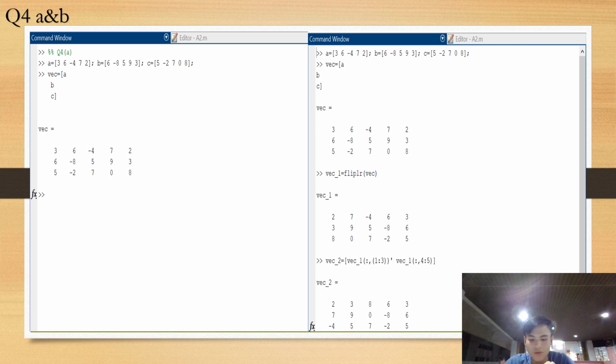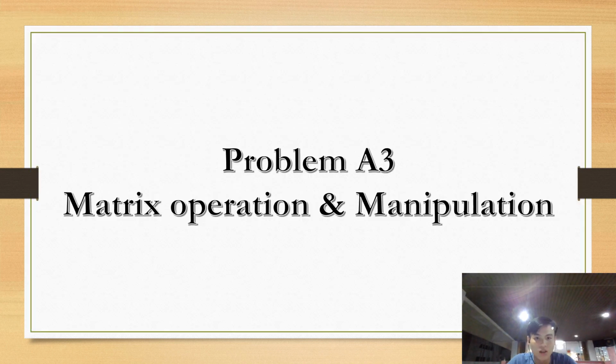For question 4b, we need to create a matrix in which the first, second, and third columns consist of the last three elements of the vectors a, b, c. Same steps as question 4a, and then we change the sequence of the vector from right to left, and then we combine the vectors, and we will get the final answer.